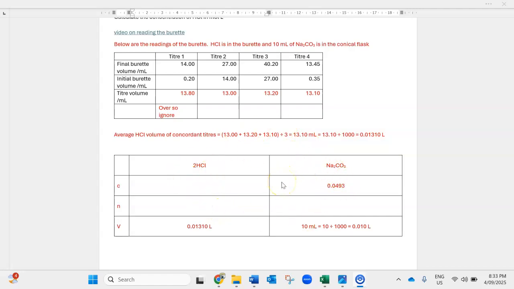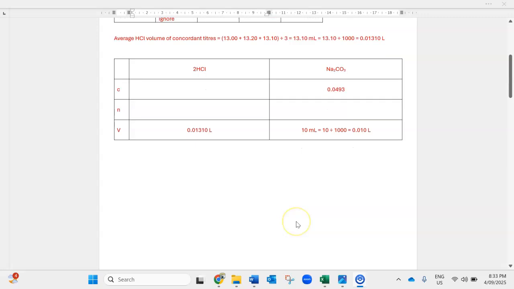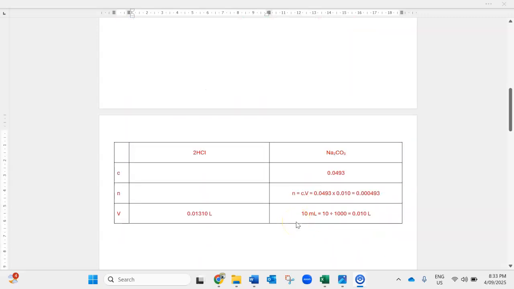And then we start to make some calculations. We can work out n, the amount in moles of sodium carbonate, using C times V. C is the concentration, 0.0493. V is the volume in liters, 0.010, to give us 0.000493.